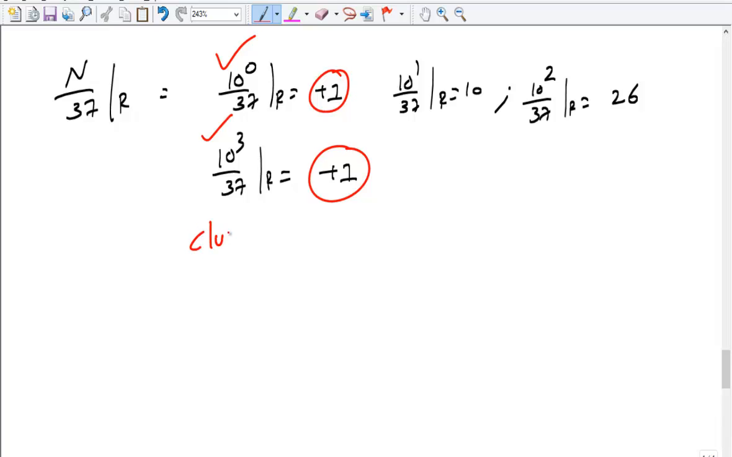So what is the cluster size? Cluster size is 3. Divide the number into clubs of 3, 3, starting from unit digit. And then after that, check the plus sign. Enough.